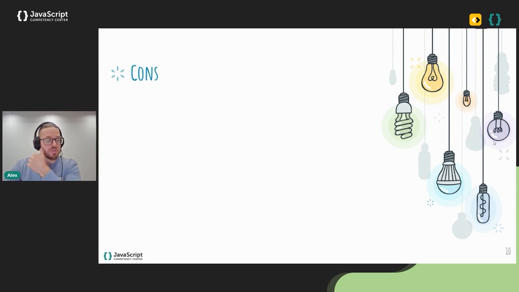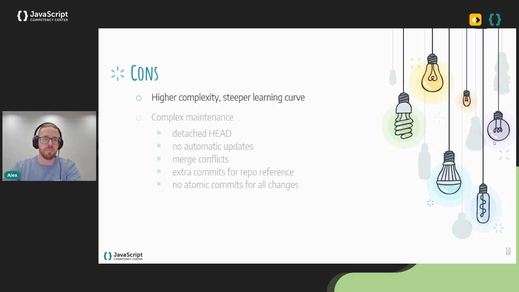Of course, there are a couple of cons because there are no silver bullets, and we also have to think about trade-offs. So first of all, it's a bit higher complexity and a bit steeper learning curve, because before starting to work on this project with submodules, you have to understand what submodules are and adapt a bit to a new development process. It has a bit of complex maintenance because, first of all, it has detached head. So your submodules will be from time to time in a detached head state, again, because there are no automatic updates, and it will not track the branch. It is strictly a reference to a specific commit.